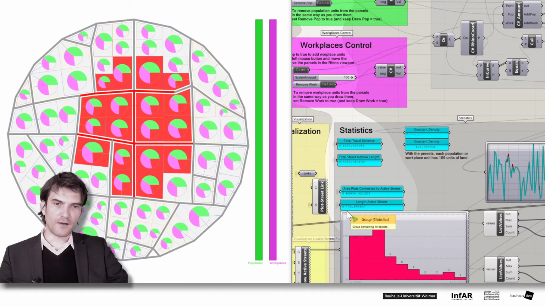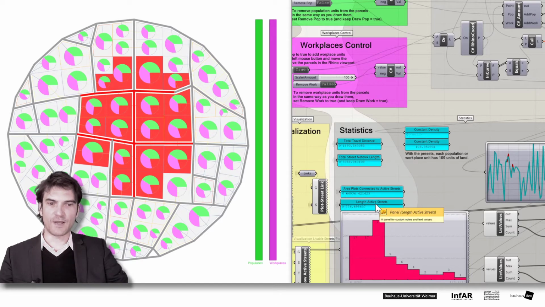So again, these are the baselines that you have to beat. So for the average distribution of the land uses, 1,490 units of travel distance and 776 units of length for the active streets. You should be better. Below you see just a distribution of the streets. So we have chosen the threshold 100. So these few streets that you see, they are above the threshold and many others are below the threshold.